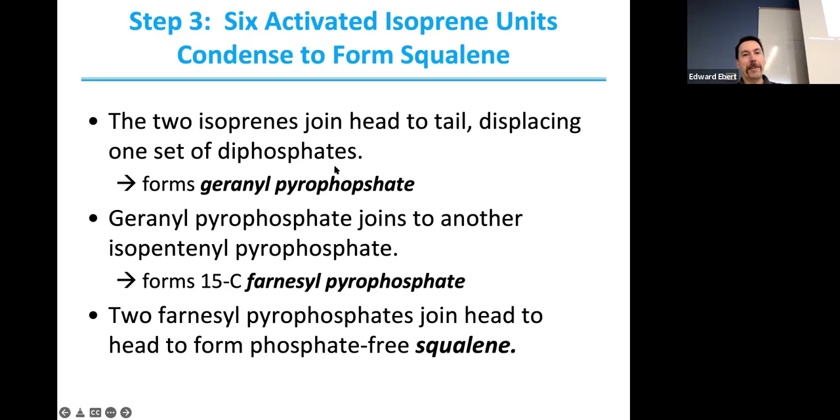Okay. Then we're going to take 6 of those isoprene units and condense them to make our 30 carbon squalene.